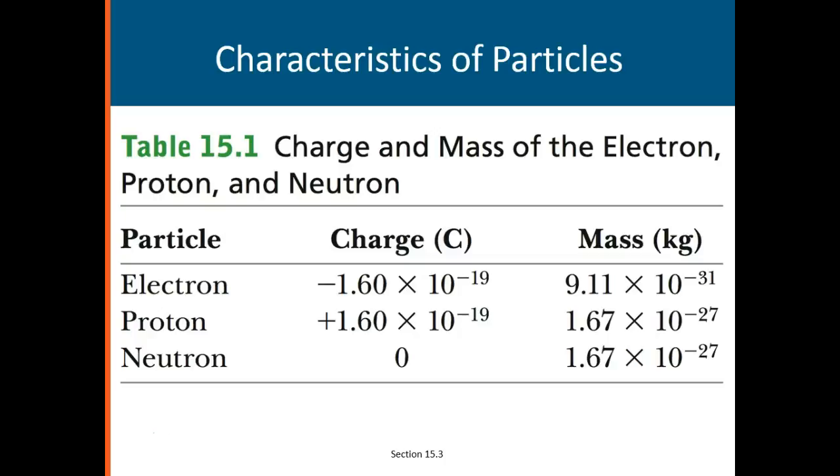So between 1,000 and 10,000 times more massive than an electron is. That's a big difference, okay? The neutron, on the other hand, has zero charge, and yet its mass is basically, at least to three digits, the same as a proton. Now, if you could carry out one more digit here, you'd see a little bit of change, with a neutron being ever so slightly heavier.